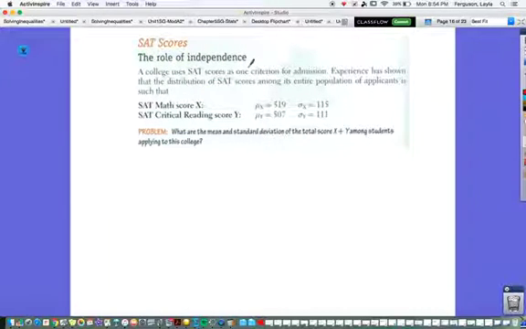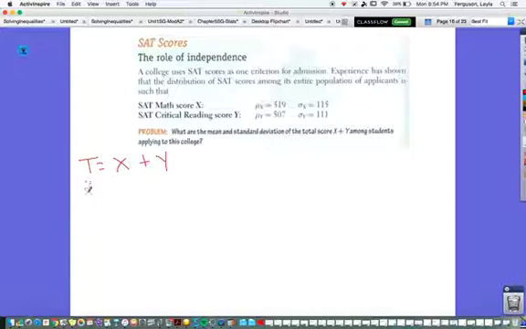So a college uses SAT scores as one criterion for admission. Experience has shown that the distribution of SAT scores among its entire population of applicants is such that we have the SAT math score of X, the SAT critical reading score of Y, and so then you have the mean for each of those and the standard deviation for each of those. What are the mean and standard deviation of the total score X plus Y among students applying to this college? So basically, if you were finding T, the T would be the X plus the Y, so the total score would be your math plus your critical reading.